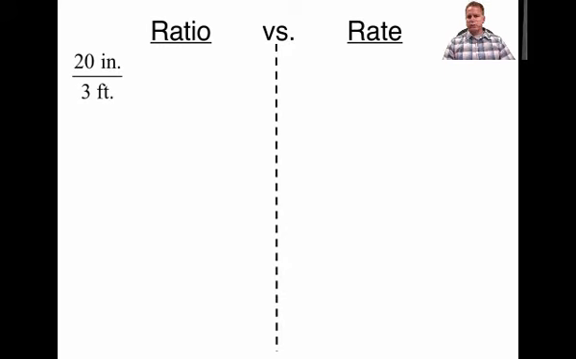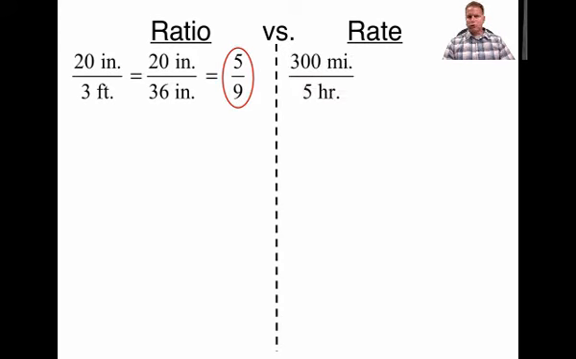A ratio can look something like this, where we have 20 inches to 3 feet. Put them in the same units and simplify. A rate will have different units. This is 300 miles to 5 hours. Here we basically divide the top by the bottom and we'll get 60 miles per hour.